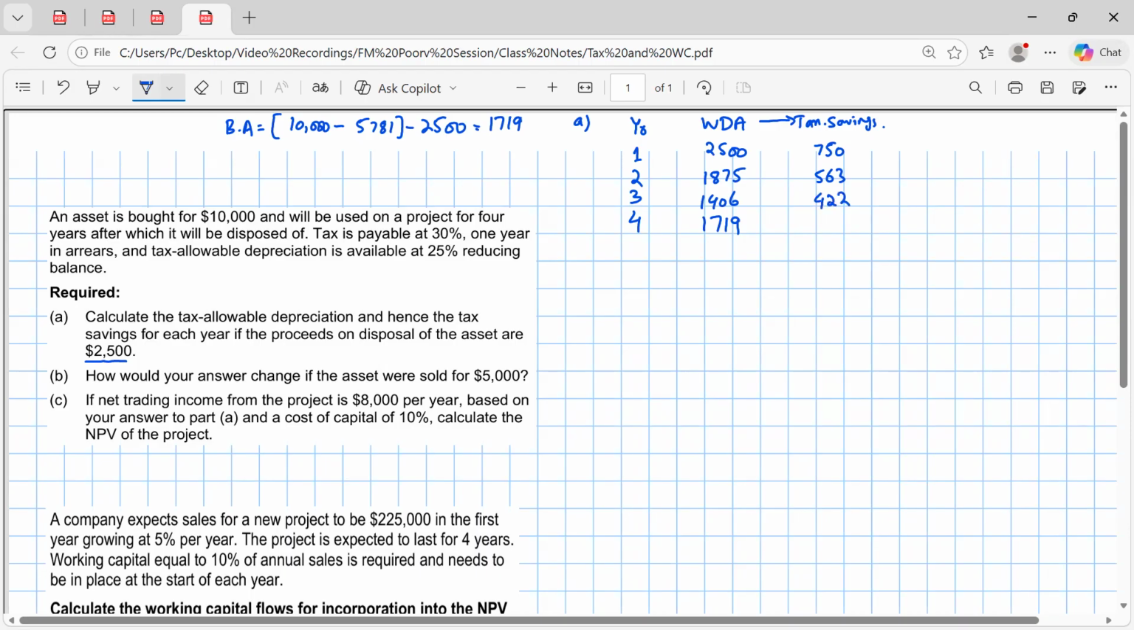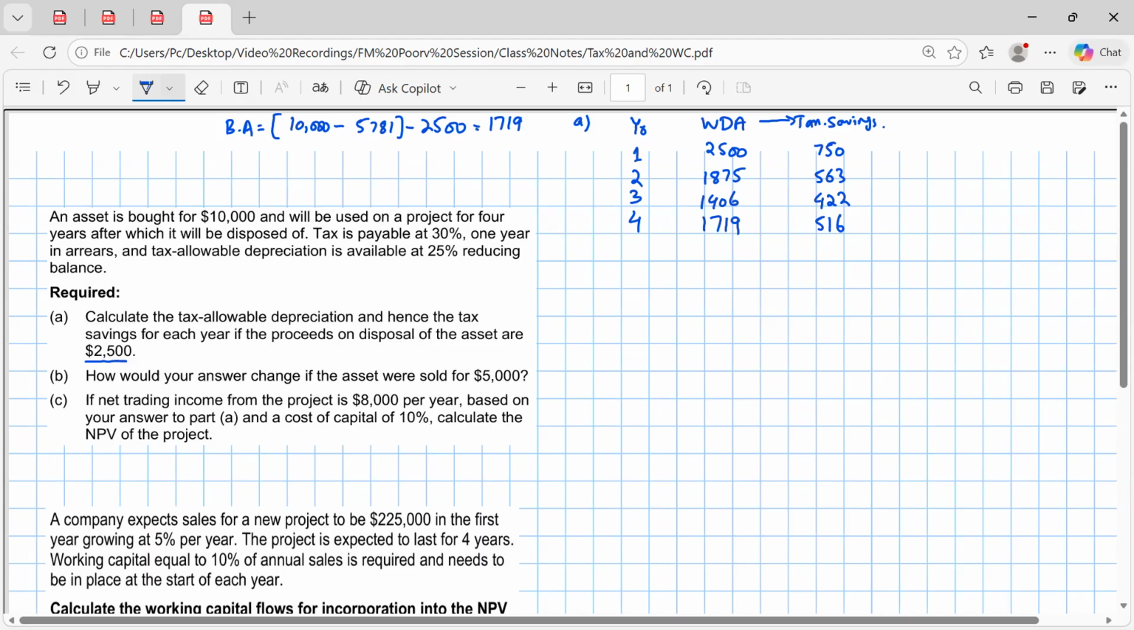And for year 4, 515.7. So 516. You cannot multiply 422 with the 70% because its balancing allowance is different, right? So you have to calculate the tax accordingly. If you don't want to get confused, you can simply multiply WDA with the tax rate. Don't use the shortcut here, because then you can get confused in the balancing allowance or charge working. That was your answer for part A. For part A, you have to tell what is the written down allowance and what are the tax savings.